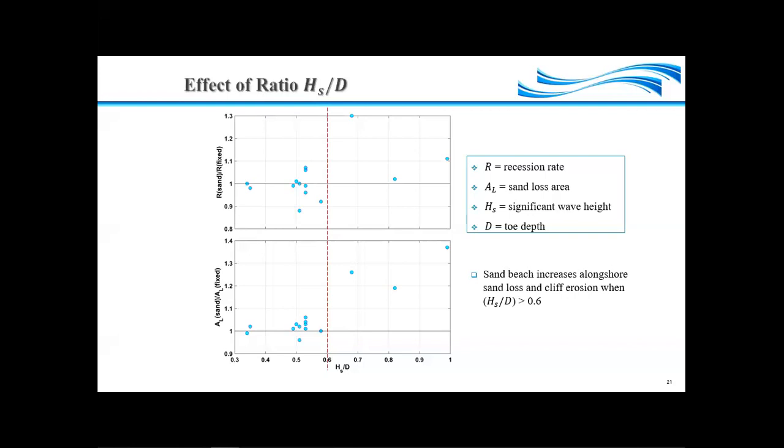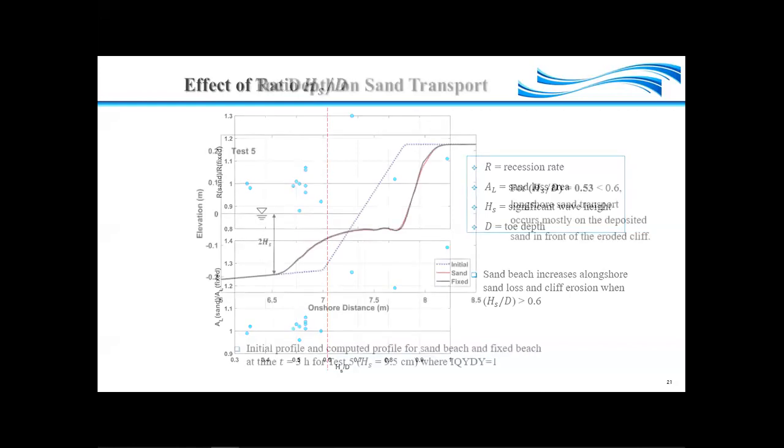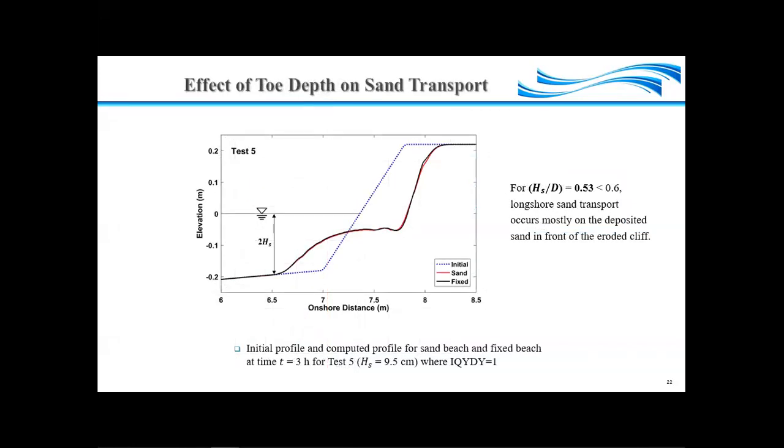So this is the advantage of having something like a numerical model. And then this shows, this is a deep, large depth relative to the wave height, that's why it's a 0.5. Then the difference is small.